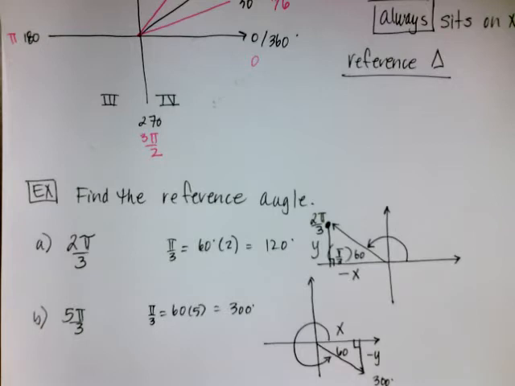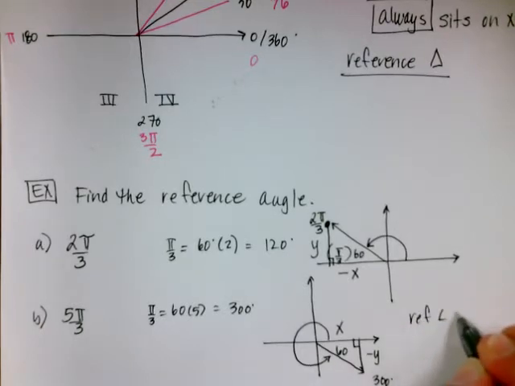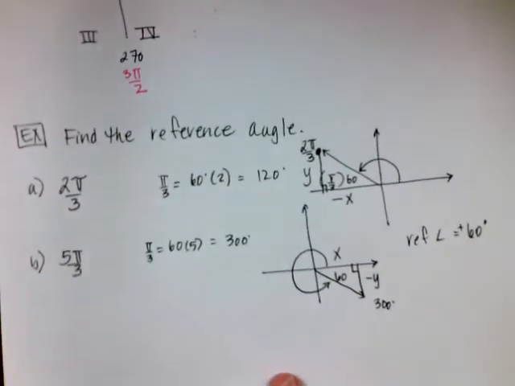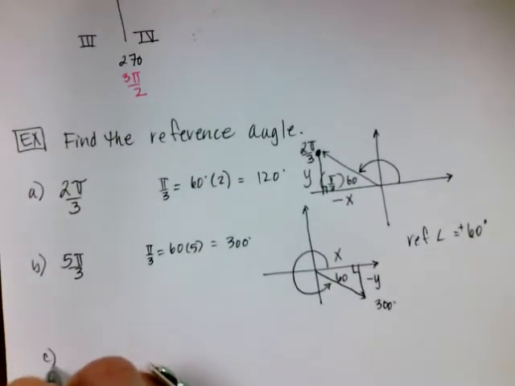Okay, so my reference angle is going to again be 60 degrees, and I'm just going to put 60 degrees because I don't really care if it's negative or not. All right. Okay, my next angle is going to be 3 pi over 4.